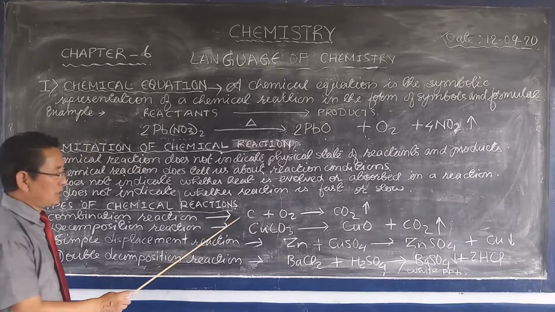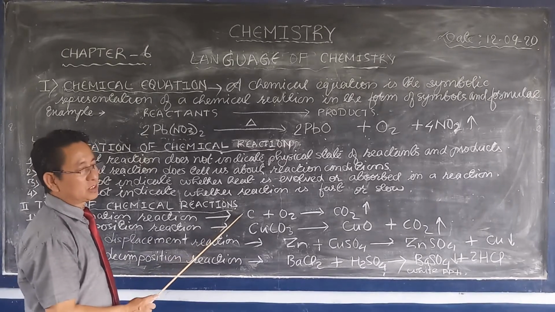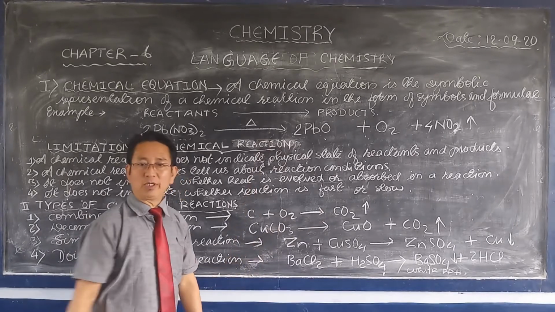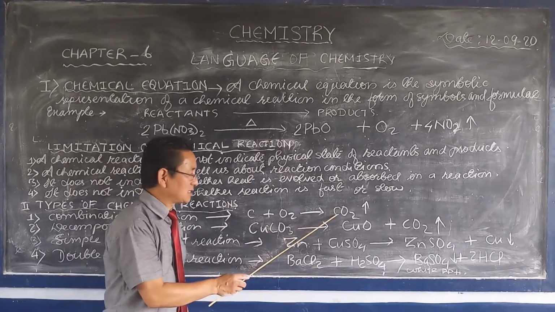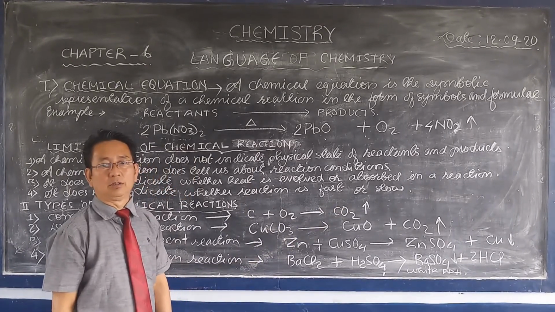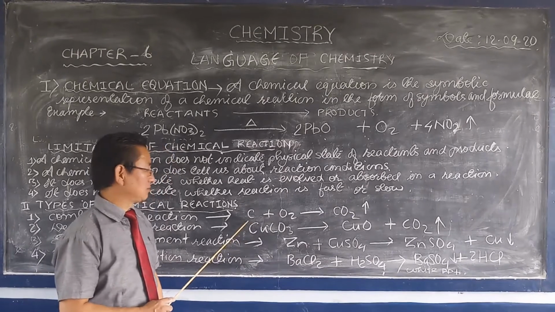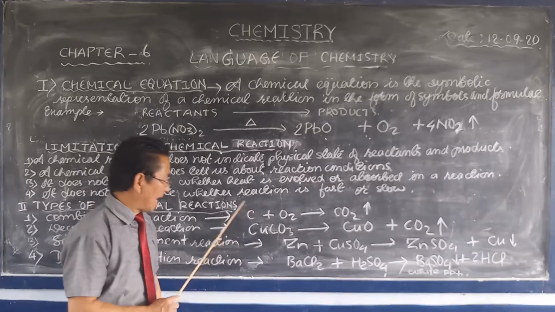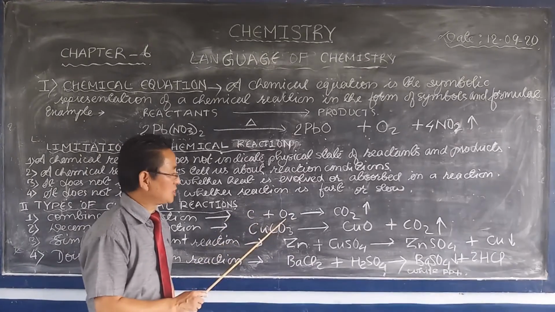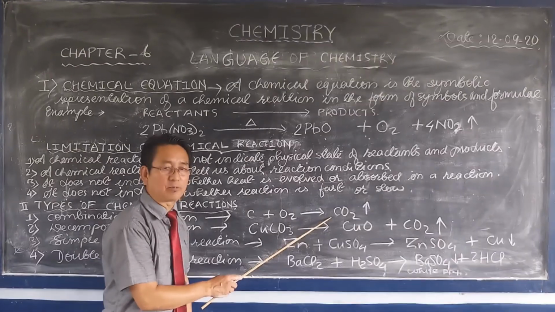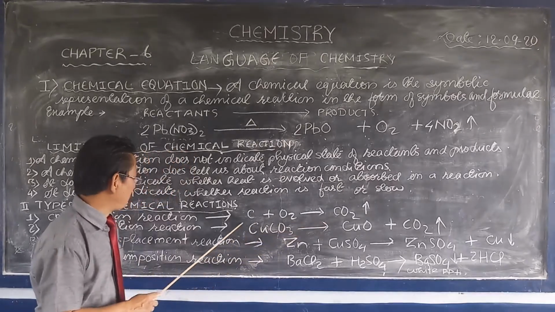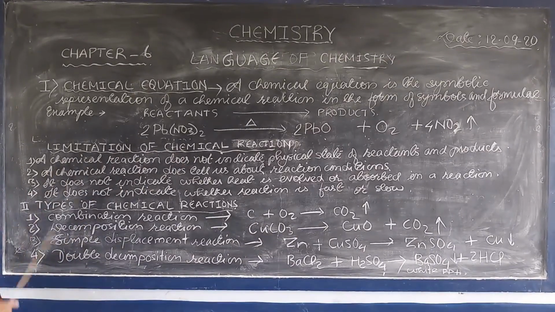As you can see here, carbon burns in the presence of oxygen to give carbon dioxide. Carbon dioxide is a single product which is formed as a result of the chemical reaction between carbon and oxygen. They directly combine with each other and give a single product, carbon dioxide. So it is an example of a direct combination or synthesis reaction.